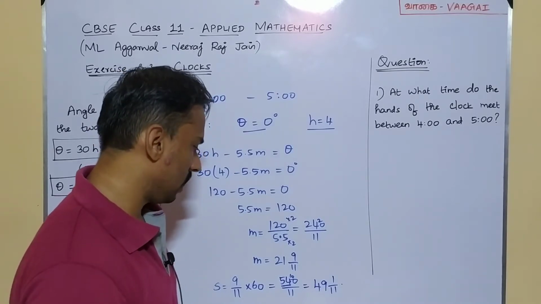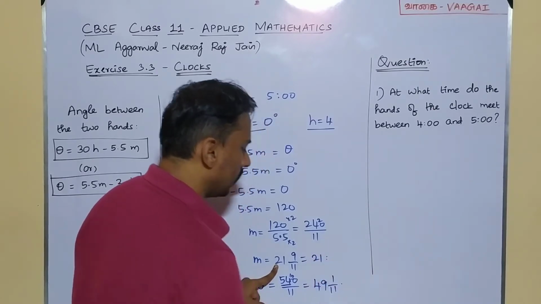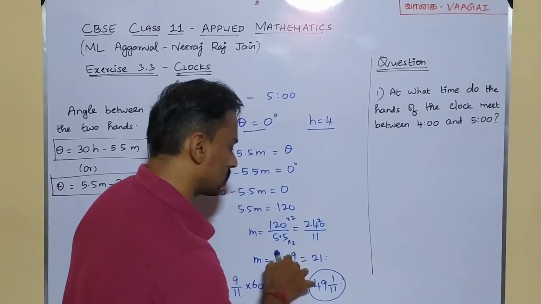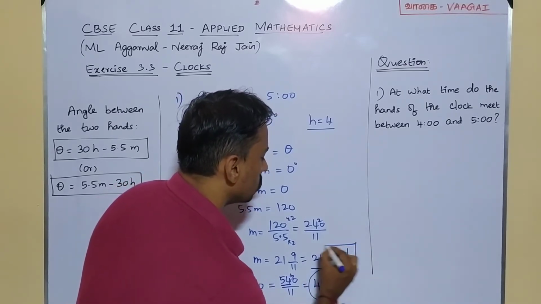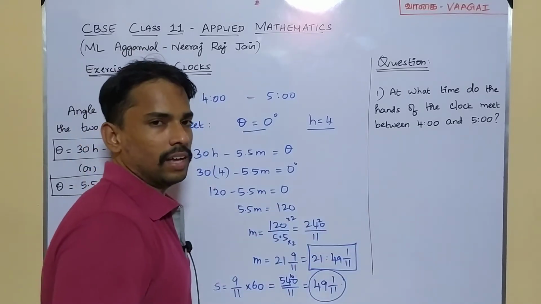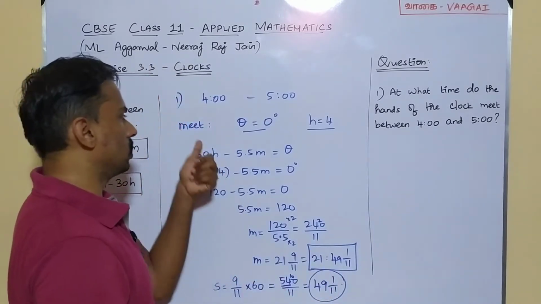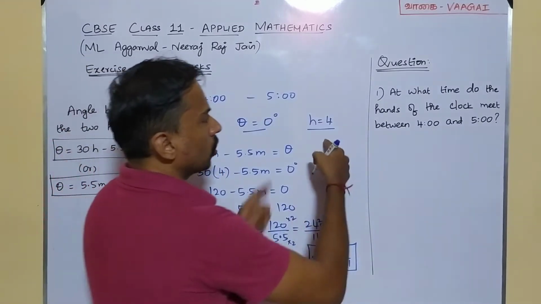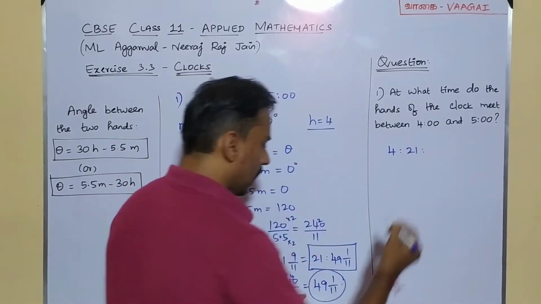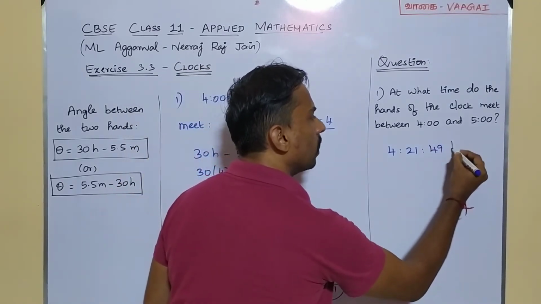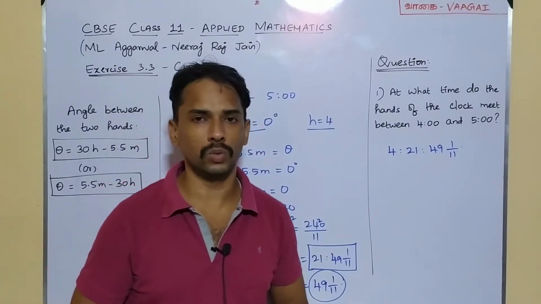So in order to present our answer exactly, minutes is 21, and in terms of seconds, for the 9 by 11 we got 49 1 by 11. So this is going to be the answer. For our question, at what time between 4 and 5 do the hands coincide, the answer will be 4 hours, 21 minutes, and 49 1 by 11 seconds. This is going to be the exact answer. Okay, so this is the answer for our first question.